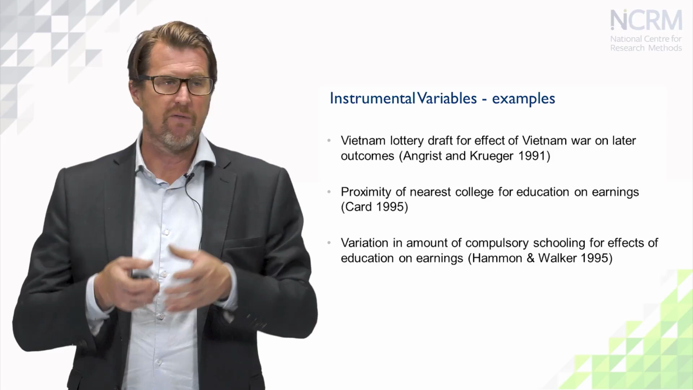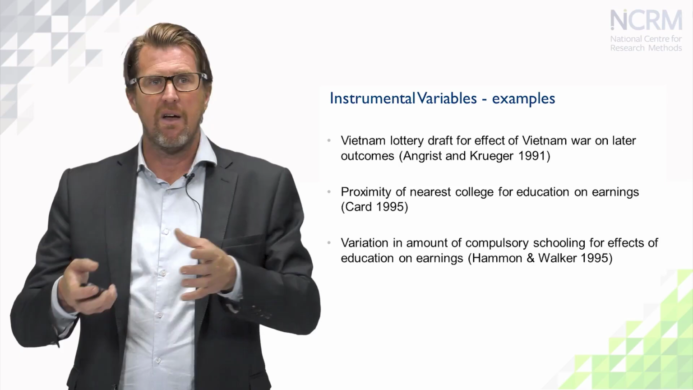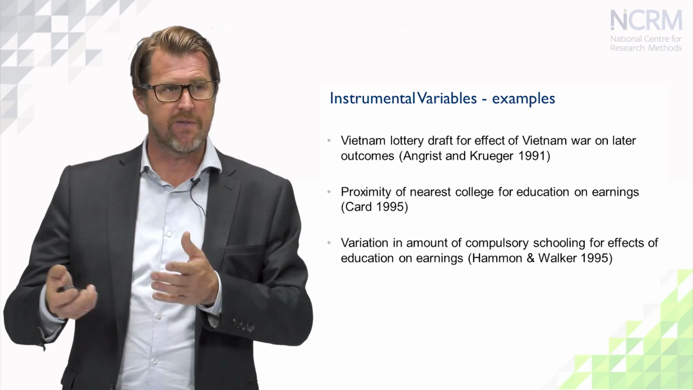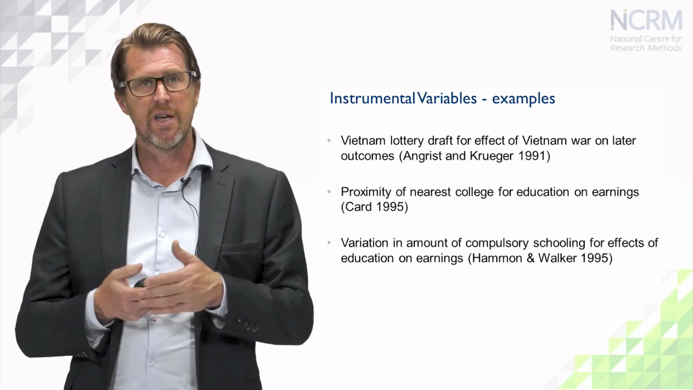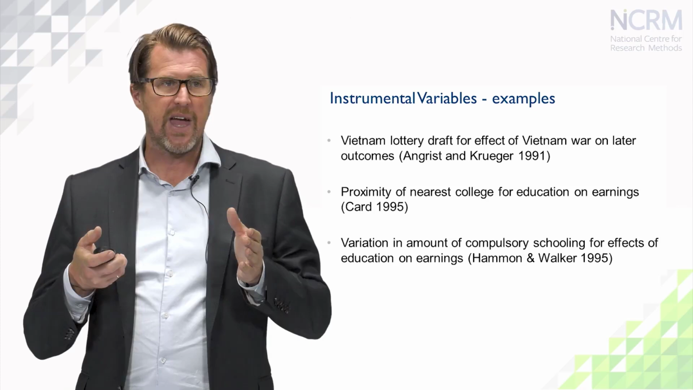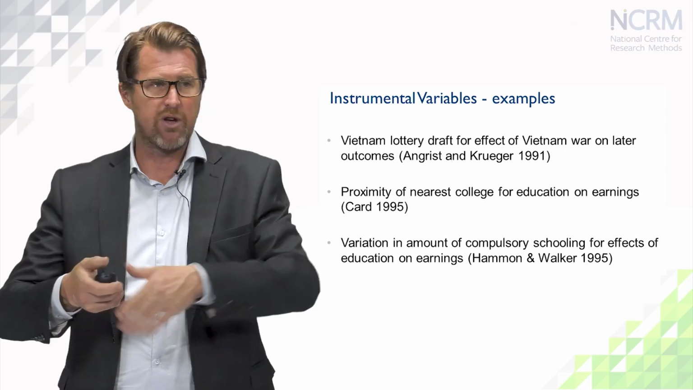Another one that's been used is proximity to your nearest college for studying the effects of education on earnings. Obviously, if you just look at the relationship between education and earnings, there are many unobserved variables that would mean that you couldn't just take the simple correlation between education and earnings as a causal effect. But if you can use something like proximity to a college, that can have a direct effect on education, but not a direct effect on your earnings other than through its effect on education.